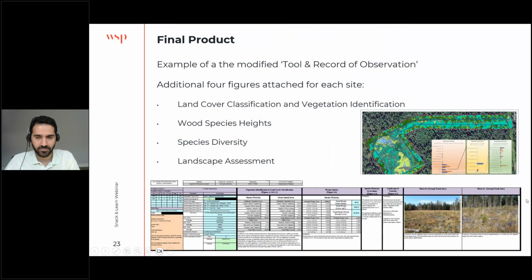Okay, the final product was something like the one that I showed at the bottom of this slide. When you submit your report to, let's say, regulators, they have their own tool and record of observation, their own method for reporting the reclamation assessment. What we did, we modified this tool and record of observation to include all the information that we were getting from remote sensing, like vegetation, woody species, species diversity, and landscape. Along with this long report, we also added a map for the 4 parameters that we assessed to show all the information that we were getting from remote sensing technology.